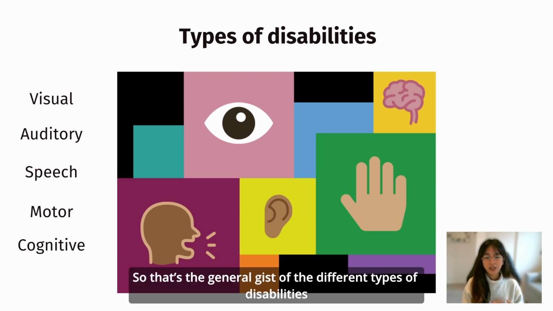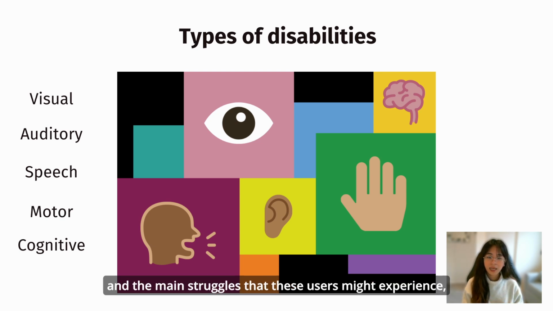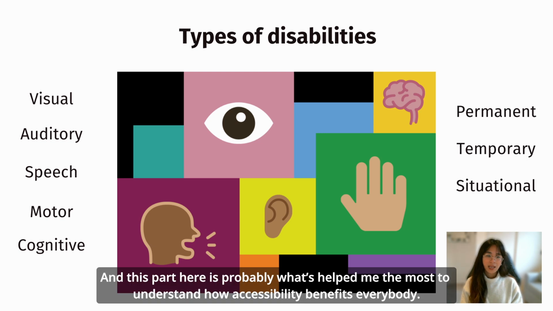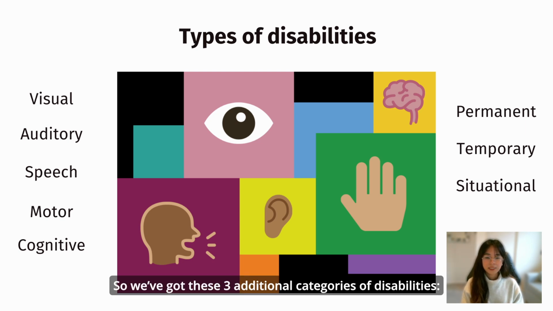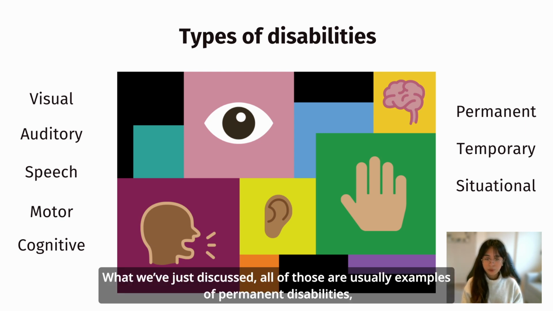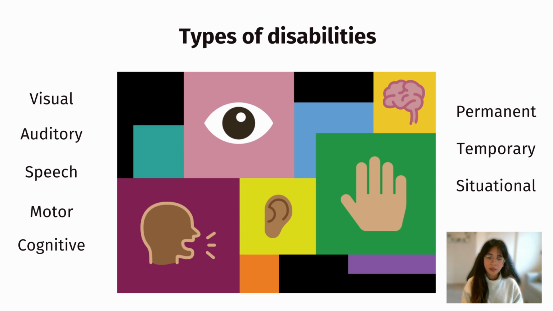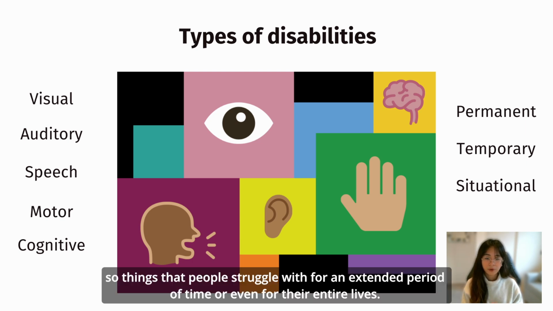So that's the general gist of the different types of disabilities and the main struggles that these users might experience. But we can actually categorize this even further. And this part here is probably what's helped me the most to understand how accessibility benefits everybody. So we've got these 3 additional categories of disabilities: permanent, temporary, and situational. What we've just discussed, all of those are usually examples of permanent disabilities. So things that people struggle with for an extended period of time, or even for their entire lives.